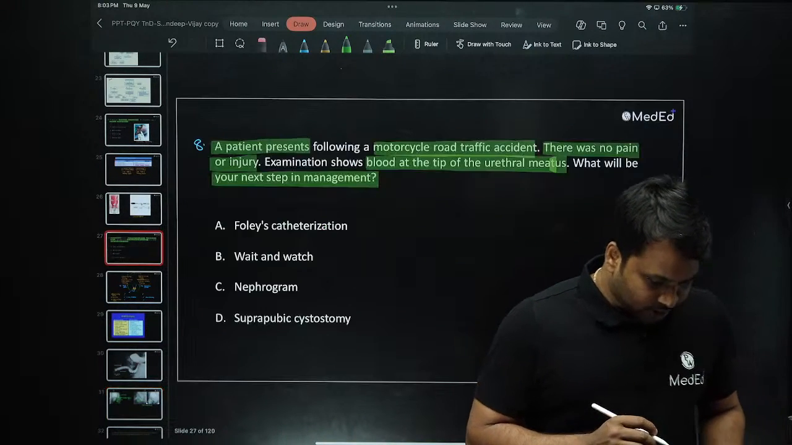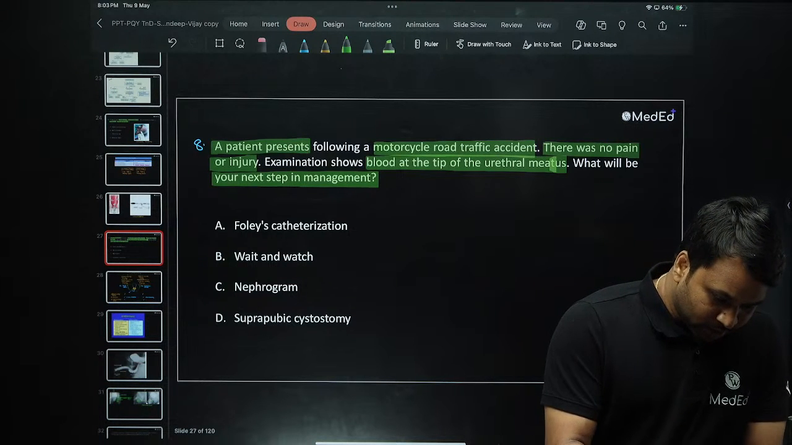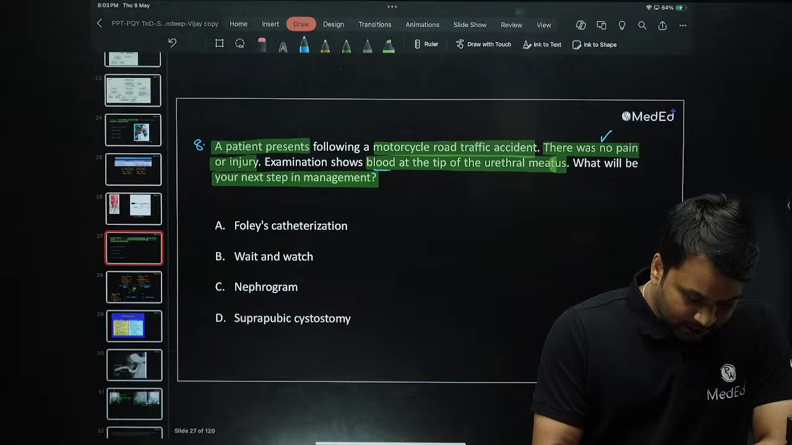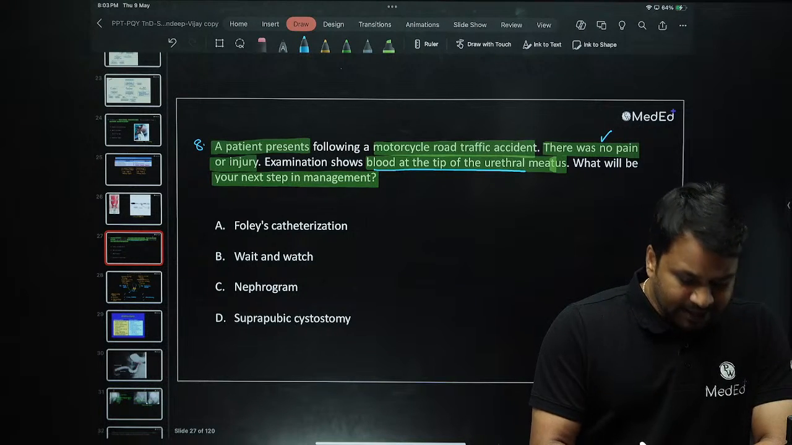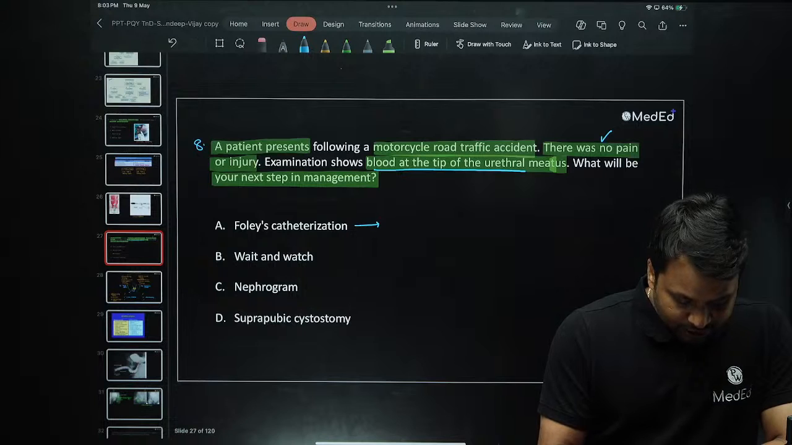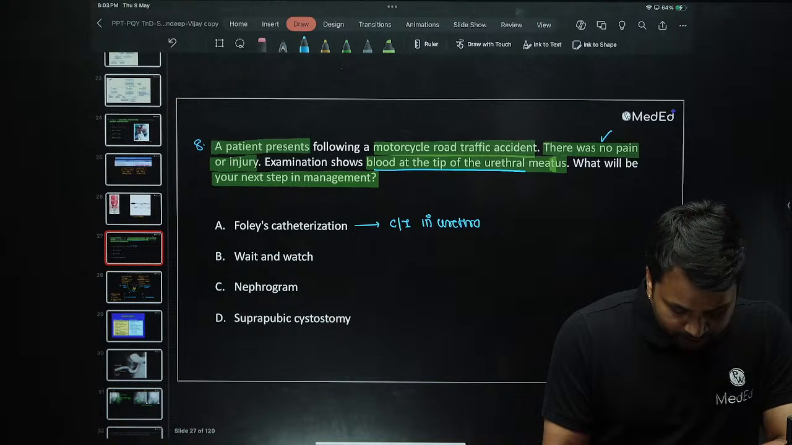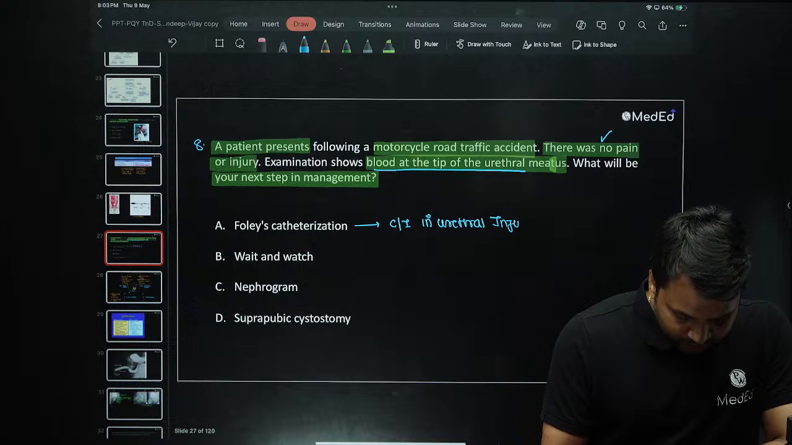So this is question number 8. So what will you do? Now here the question says the patient has no pain, there's blood at the meatus. See, remember, Foley's catheterization is contraindicated in urethral injuries. It is contraindicated in urethral injury.